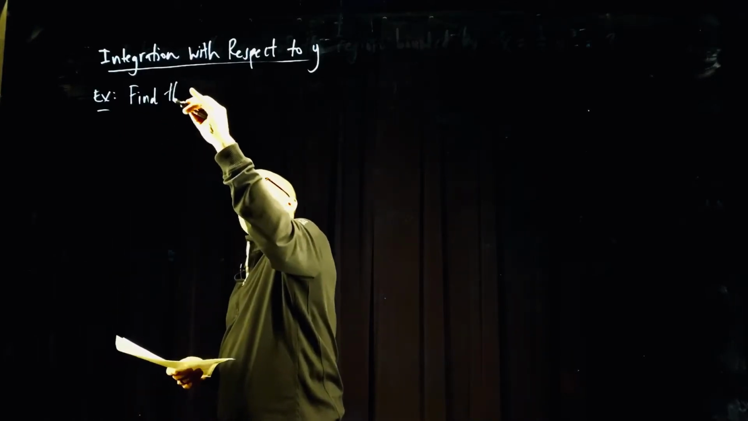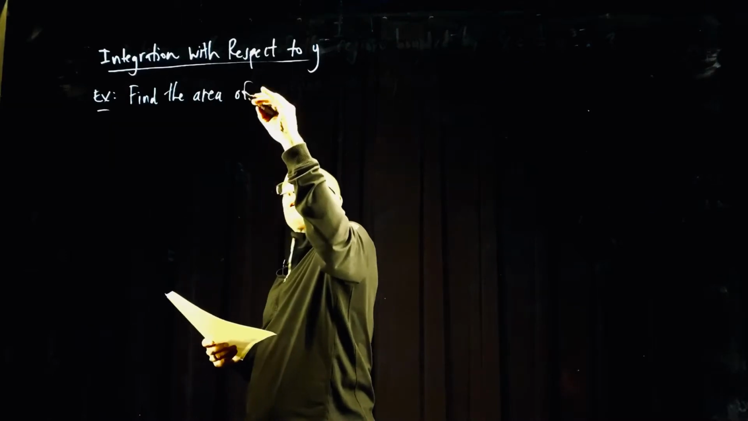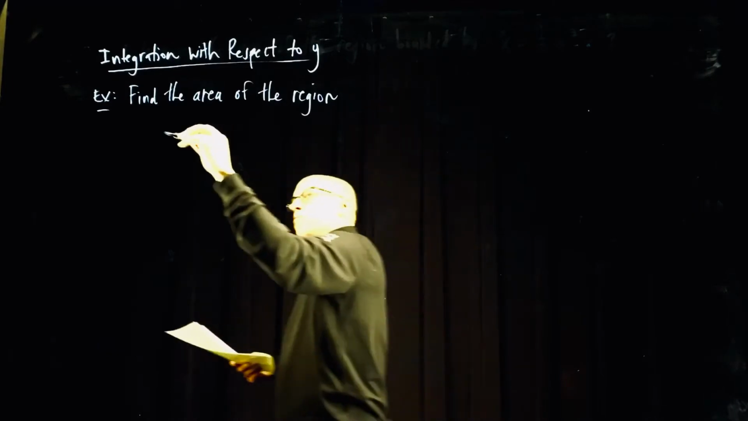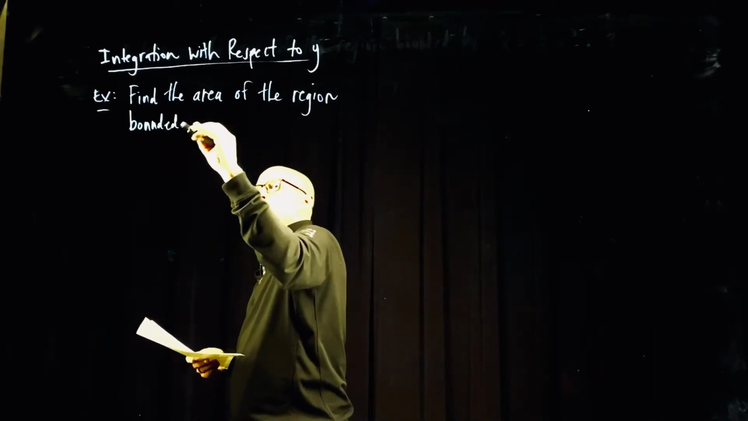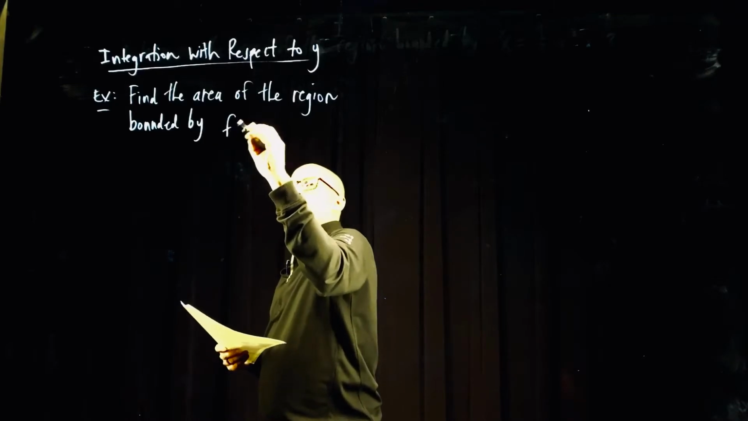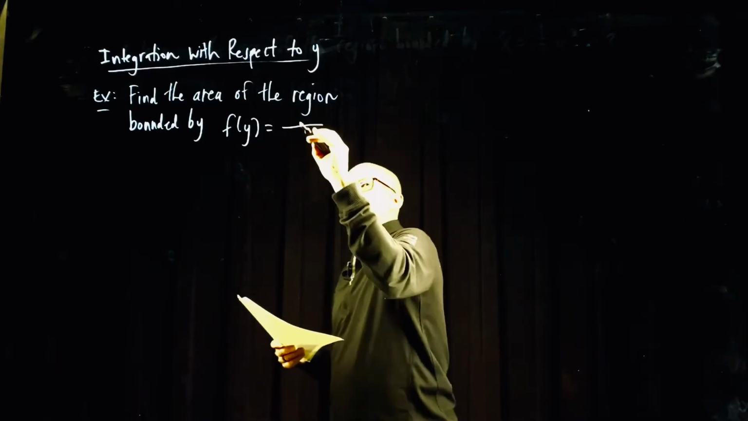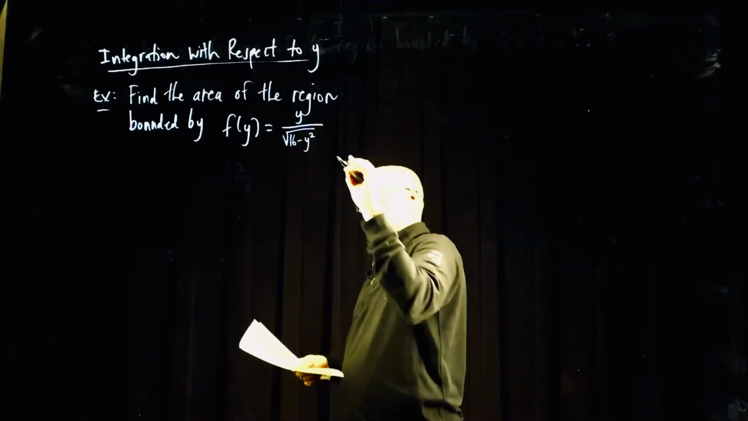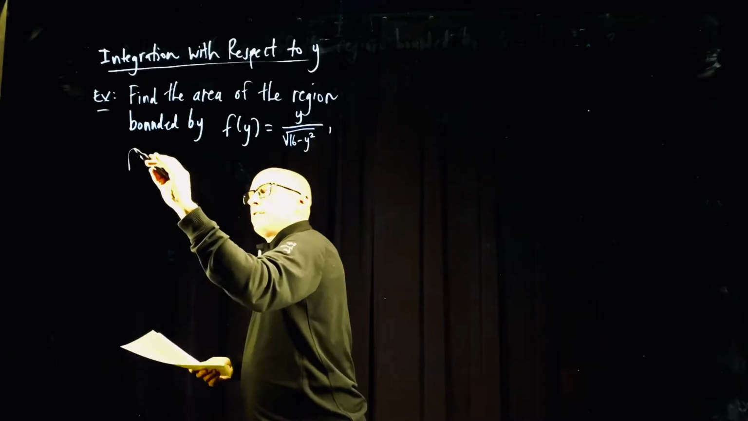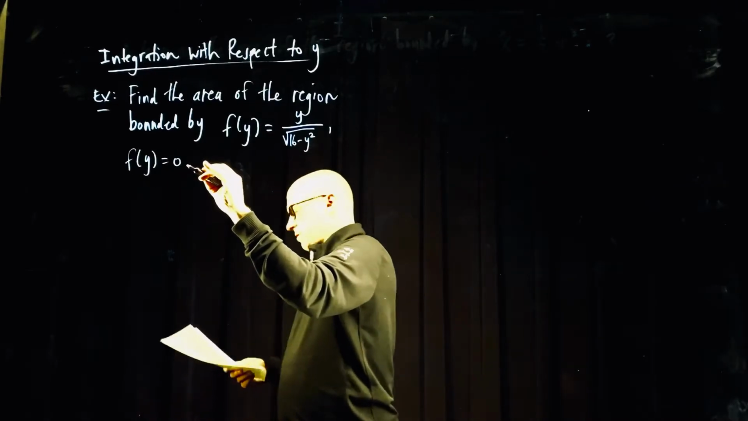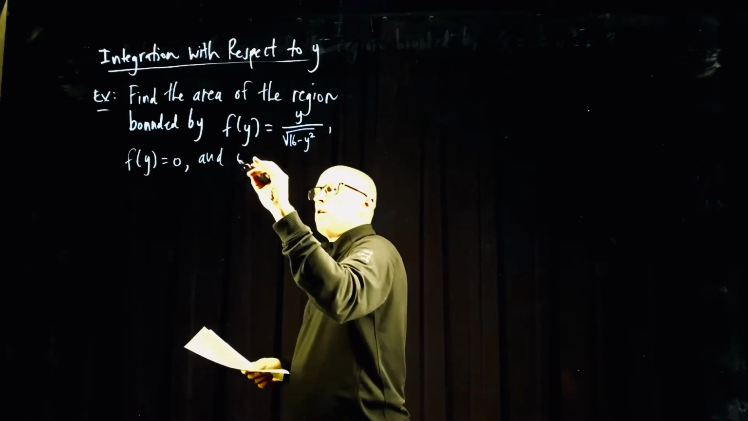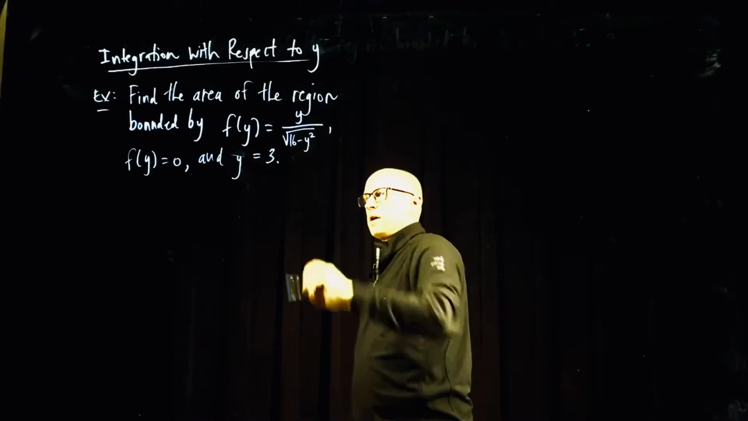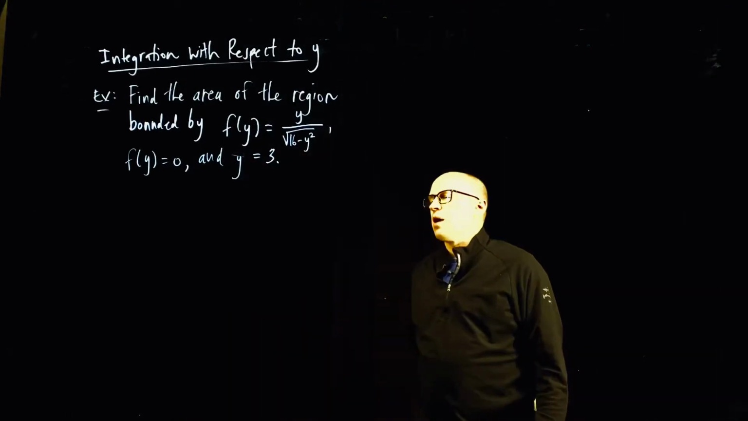So we're going to find the area of the region bounded by f of y is equal to y over the square root of 16 minus y squared, f of y is equal to 0, and y is equal to 3. Looks like a G. It's supposed to be a y. Best I can do. Okay, so find the area bounded by these.